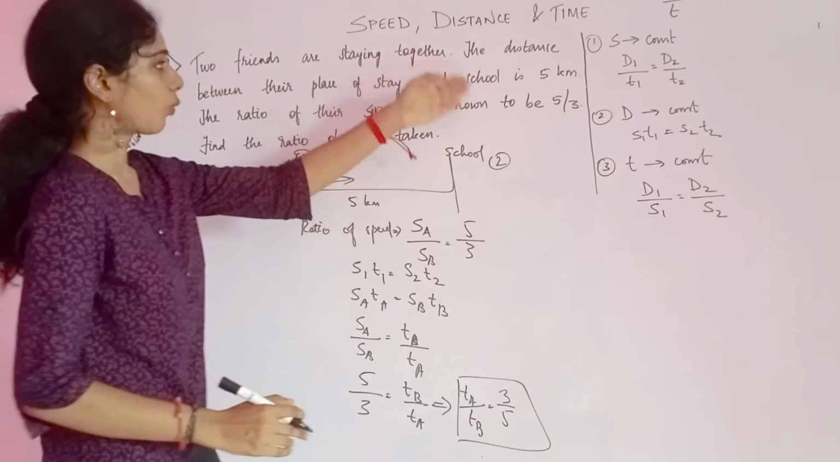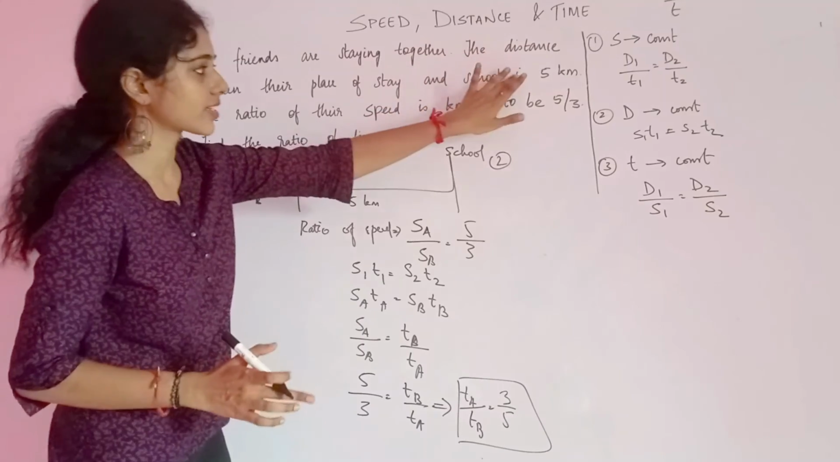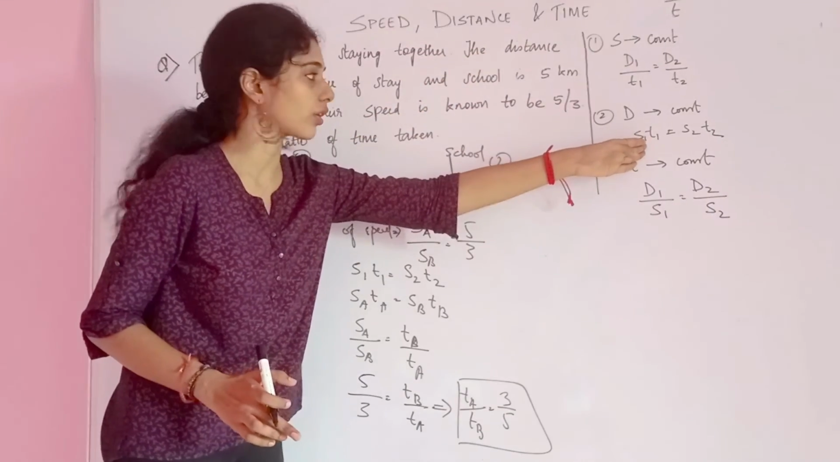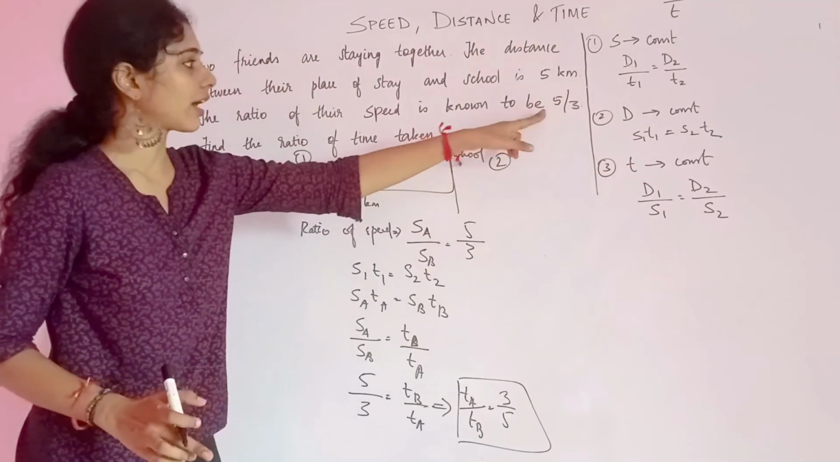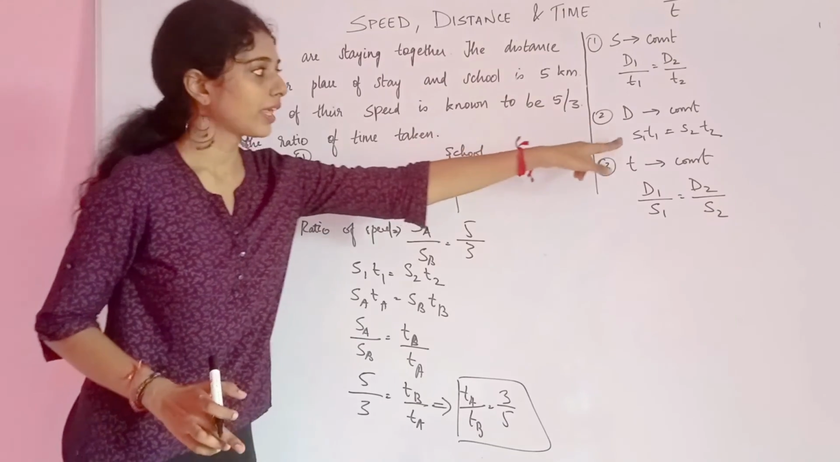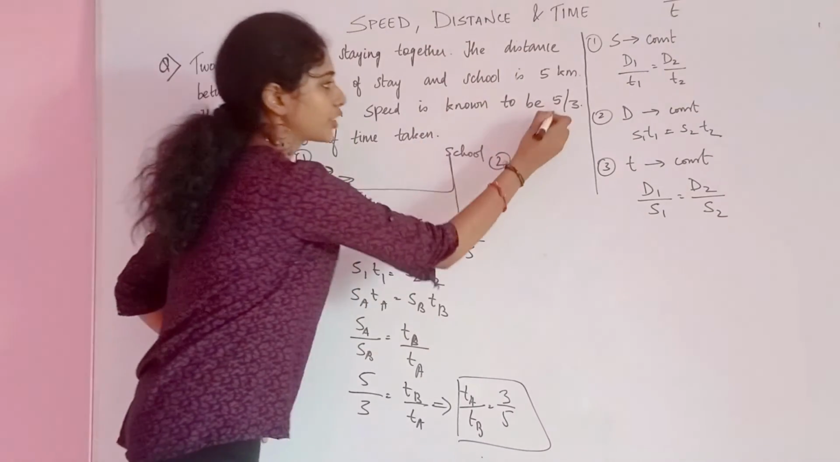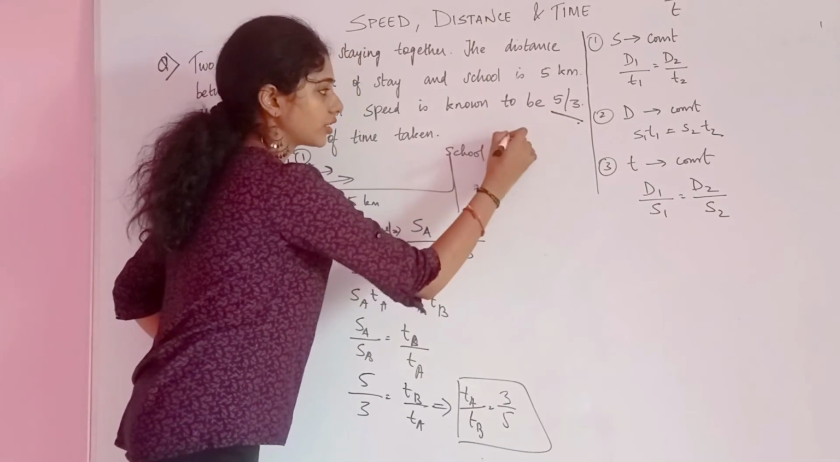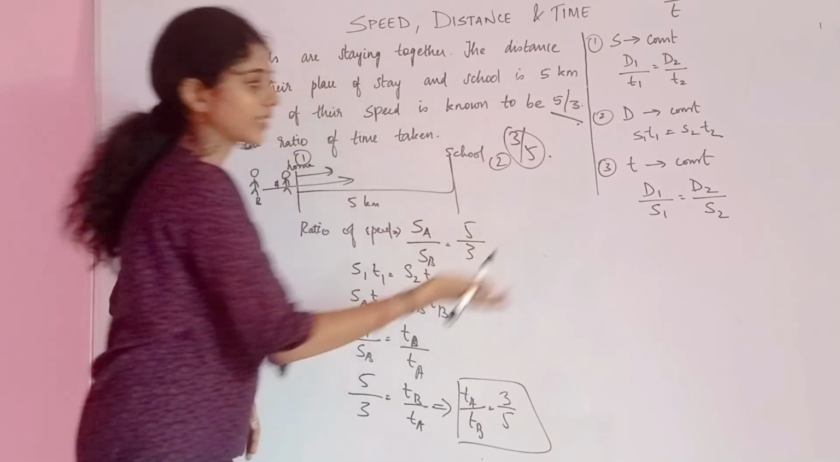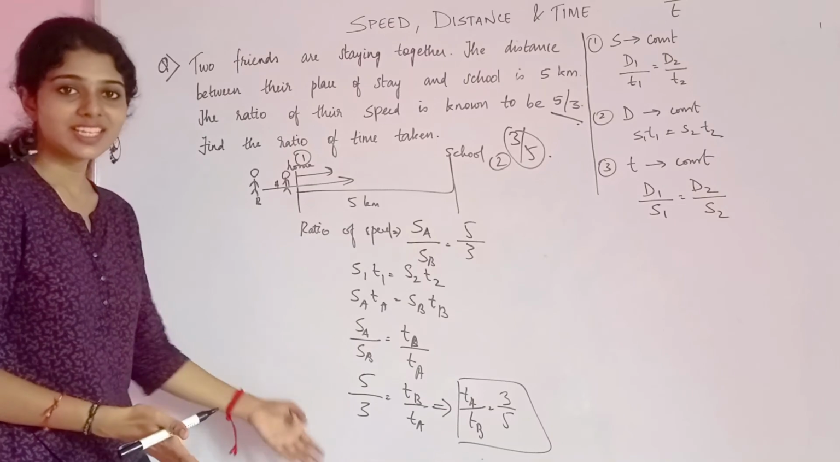So you can find out what is going to be constant. Here the distance is constant, so automatically this is the formula I'm going to use. S1 by S2 is already given, so you'll automatically get it. By seeing the question, you can simply tell, okay, the option 3 by 5, the reciprocal of it, is going to be the answer. You need not do this many steps.